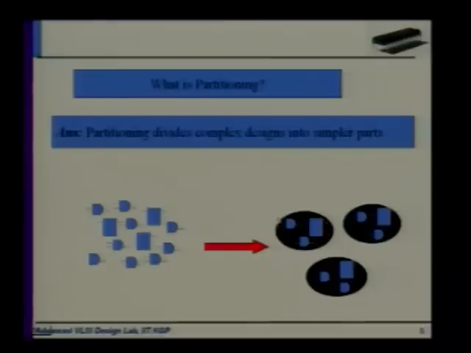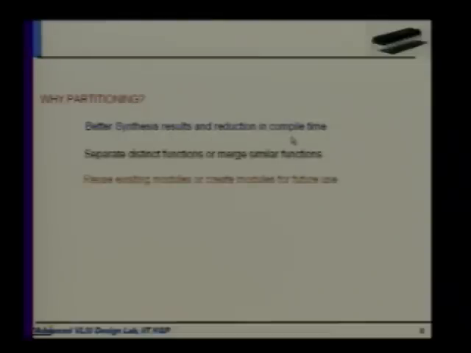Now, what is partitioning? Partitioning is nothing but a division of a complex design into smaller parts. Suppose we have a design which contains some registers and some gates. What partitioning does is divide it into smaller blocks. The main idea behind this is to divide and conquer. Why is partitioning done? Partitioning is done for better synthesis results and reduction in the compile time.